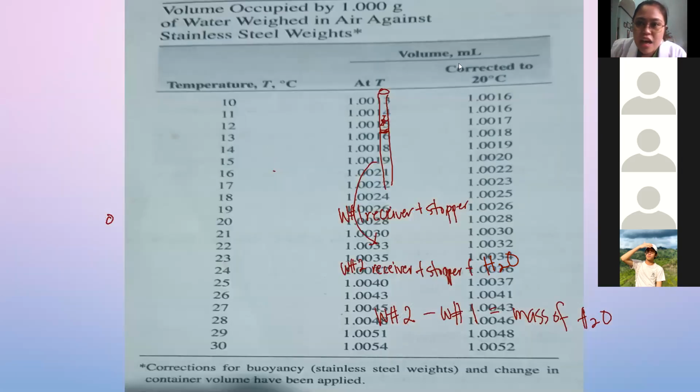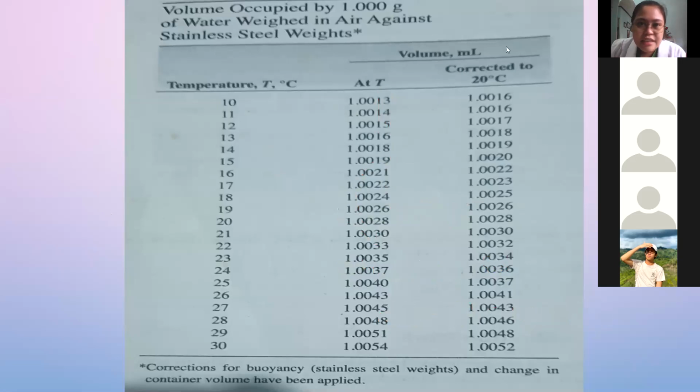So let me delete the writings on the screen. So ato ang reference table. Class, no need to memorize everything ha. Wala ta mo gina-require mag-memorize ani. During the quiz or the exam, you may use this as reference. Pwede ninyo tanawon ang table during the computation. Mabuang ta kung ipa-memorize nako ni sa inyo ha.